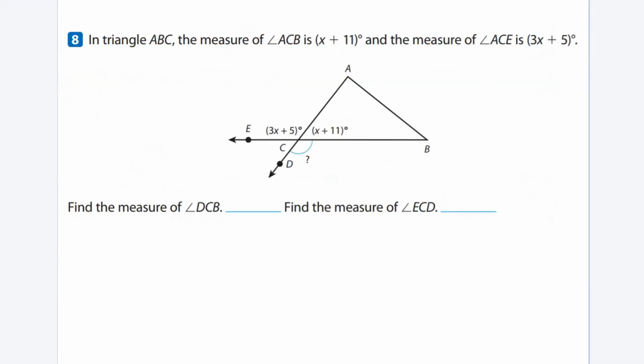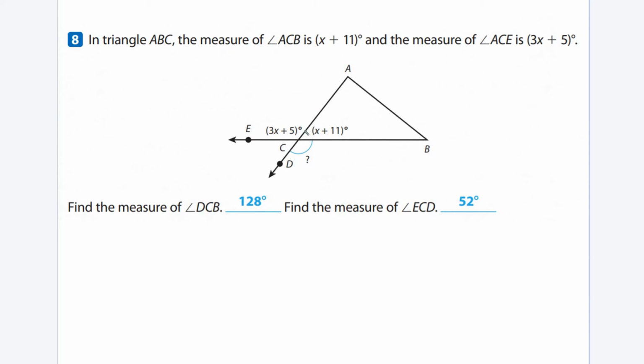And now let's look at the answers. The measure of angle DCB is 128 degrees, and the measure of angle ECD is 52 degrees. Let me now break this down for you and see if you can follow.